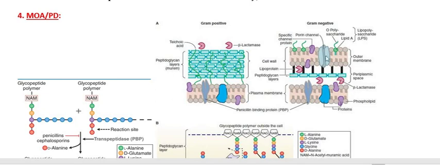Here is the phospholipid. So first the drug has to penetrate this phospholipid layer, and then the drug has to reach the target, that is the peptidoglycan. In the case of gram-negative bacteria, the peptidoglycan is so thin. Not only so thin, its place is not superficial like in gram-positive bacteria. It is located in the periplasmic space. So the drug has to reach here.